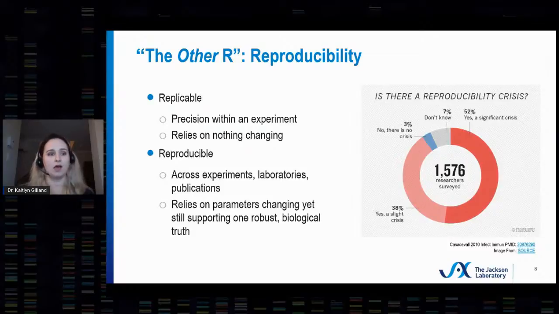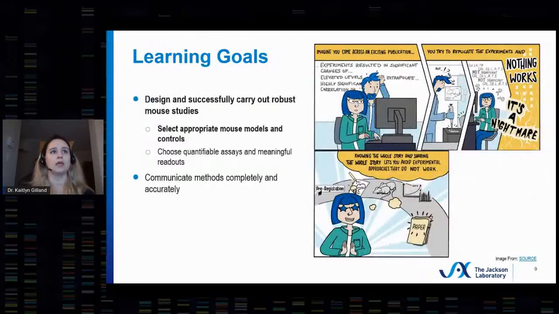And this really relies on parameters that can change, yet still support really one robust biological truth. And so the first subtopic here that I want to really dive into is selecting an appropriate mouse model and control mice for your research studies. So one of the most common questions that we get at JAX is, what is the best mouse model to use for your studies? And so I'm going to give you some things to think about when deciding that.